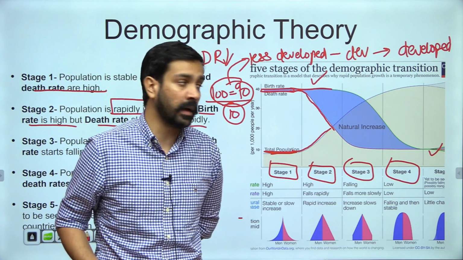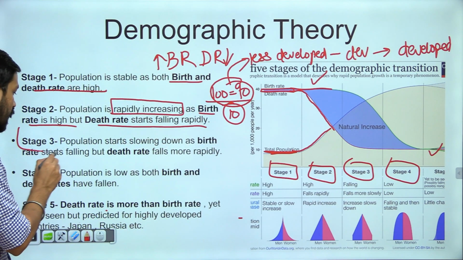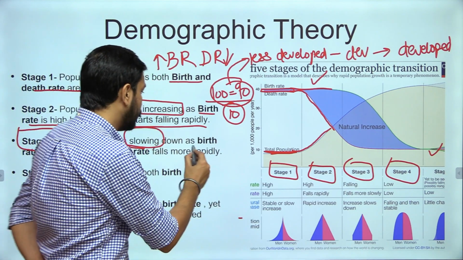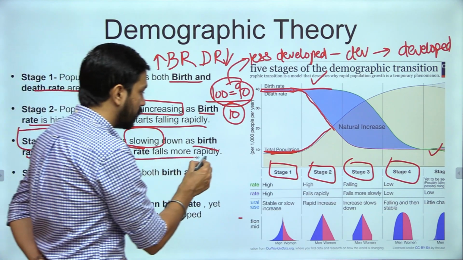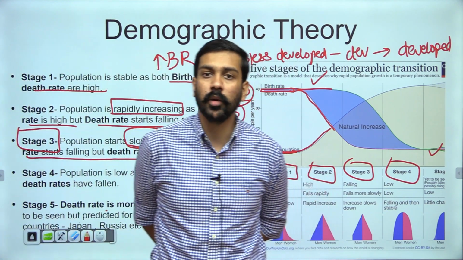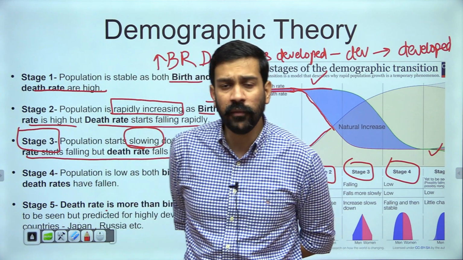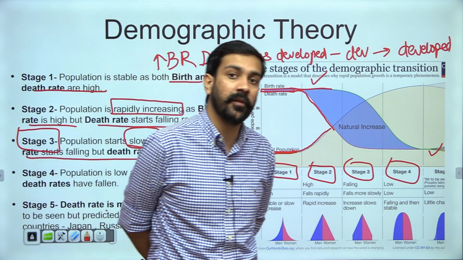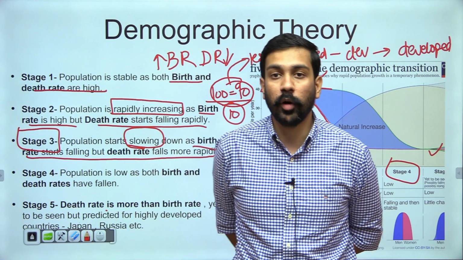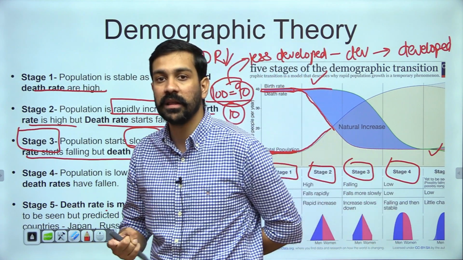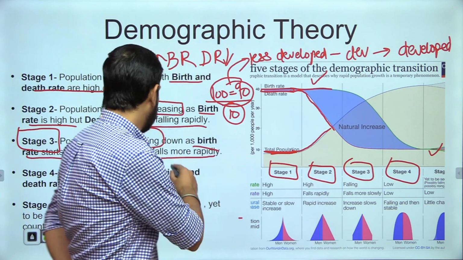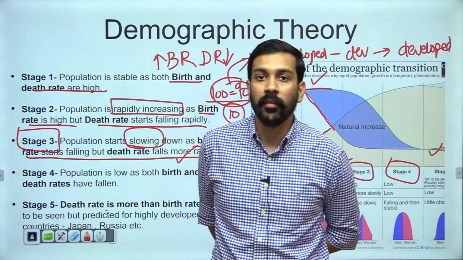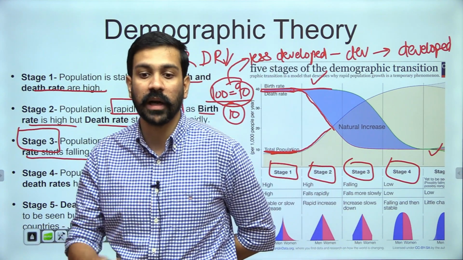So further, as the country moves through the process of development, it moves to stage 3, where the population starts slowing. Why? Because the birth rate starts falling but the death rate falls more rapidly. Take the scenario of any country. Even take the scenario of our country, no doubt our population levels are high, but our population growth has started falling. Why is that the case? Because one, we are rapidly investing in our health infrastructure, due to which our death rate has started falling more rapidly, fewer people are dying within the country, and our birth rates have also started declining.